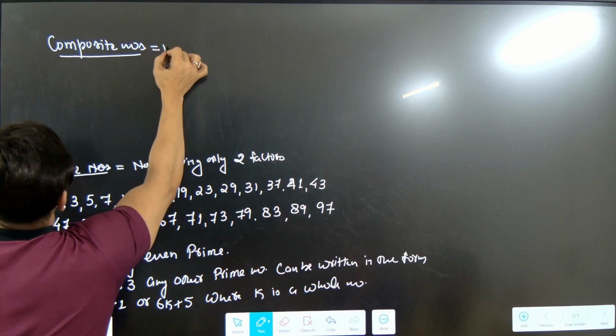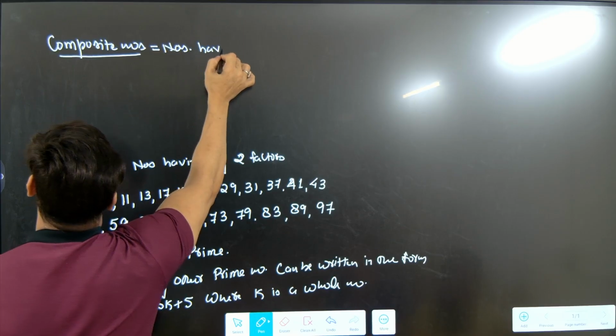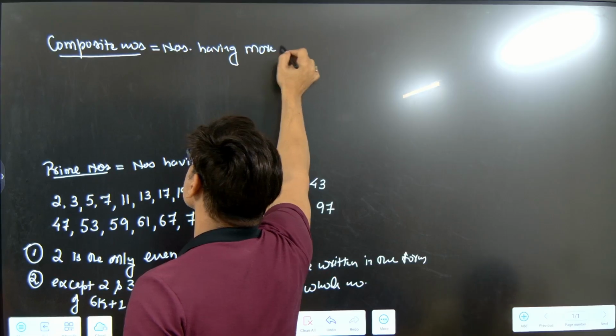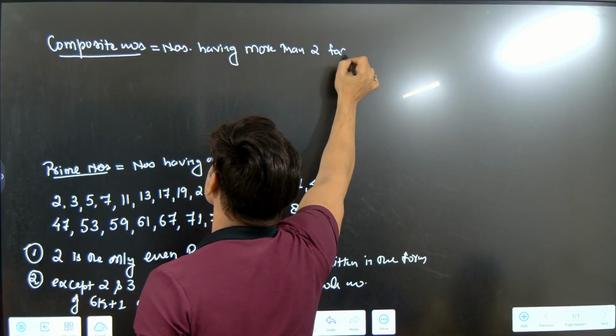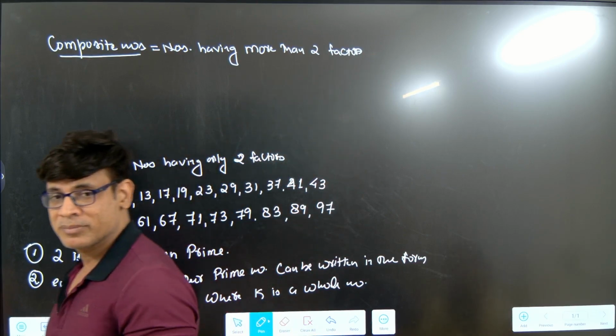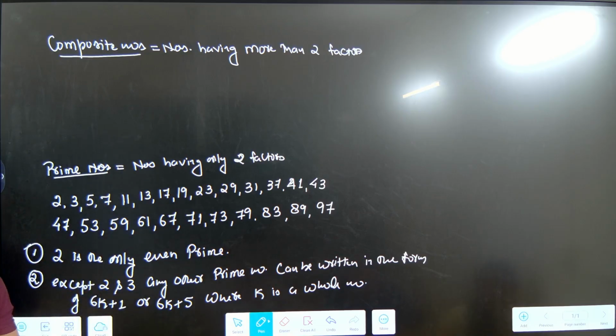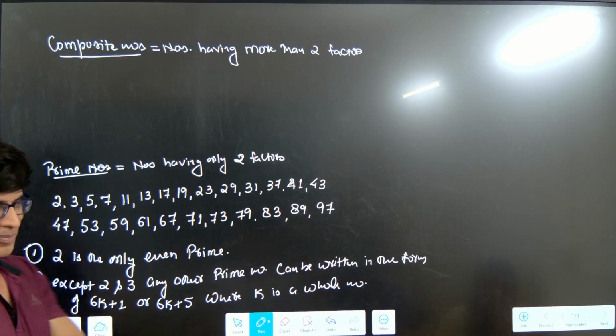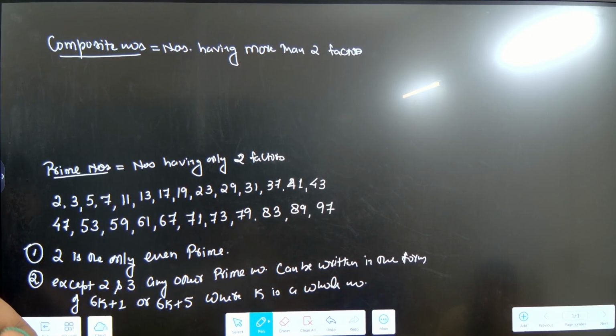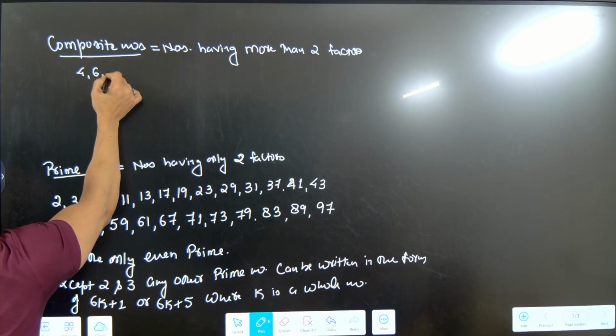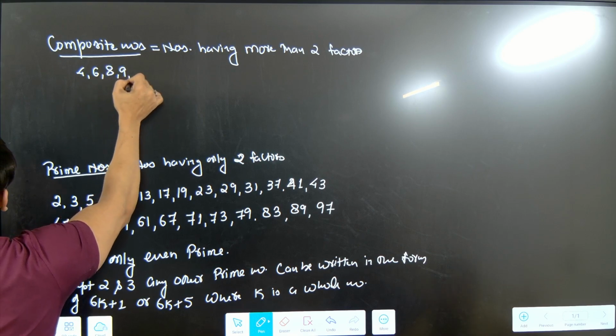Numbers having more than 2 factors, which are not prime. 1 is also not composite. Composite numbers are numbers having more than 2 factors. For example, 4, 6, 8, 9, 10.